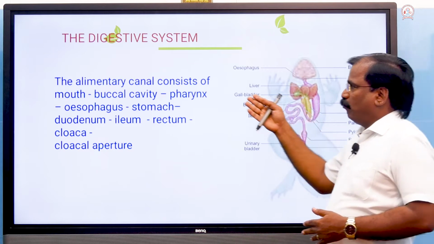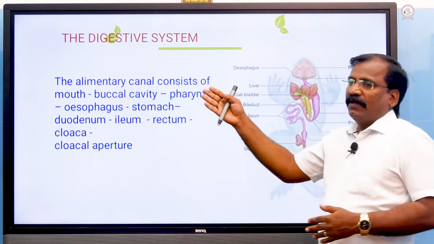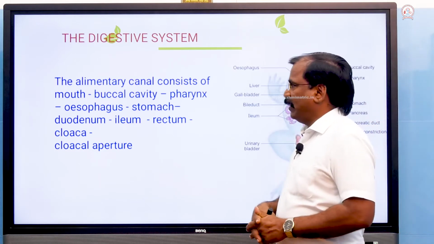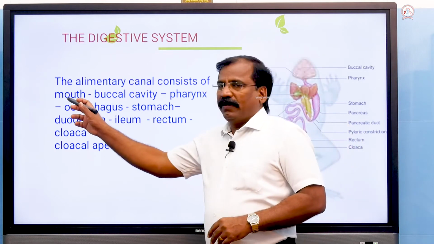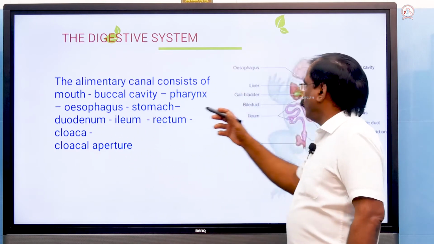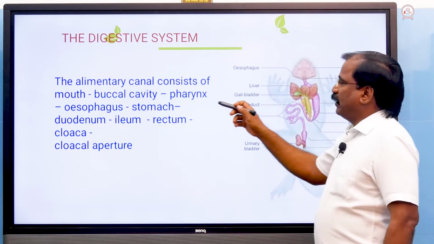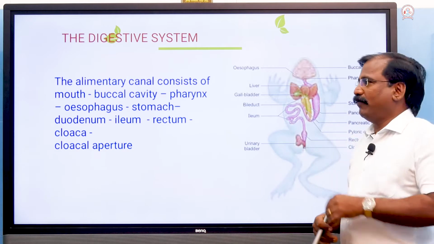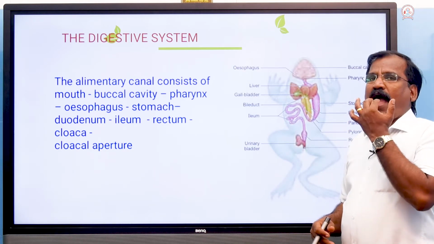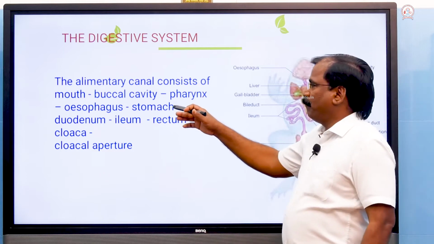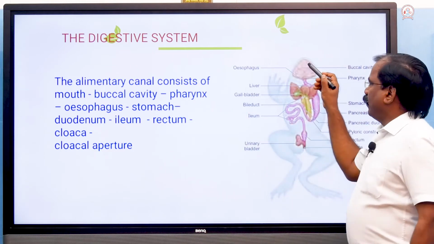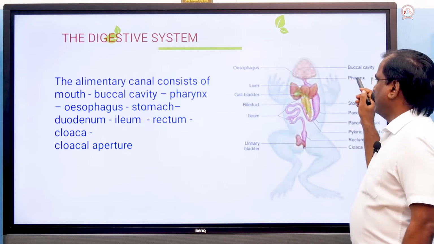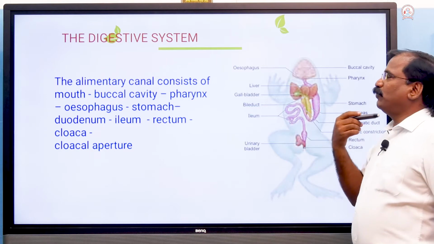it starts in the mouth. So what are the various regions or components of the alimentary canal or gastrointestinal tract? The opening is called the mouth, and the mouth leads to the buccal cavity. It's like the human. That opening is the mouth, then after the mouth is the cavity, the buccal cavity. Then the buccal cavity leads to the pharynx, and the pharynx leads to the esophagus.